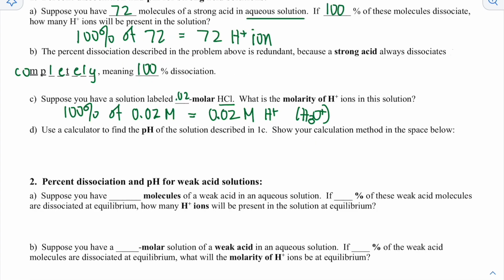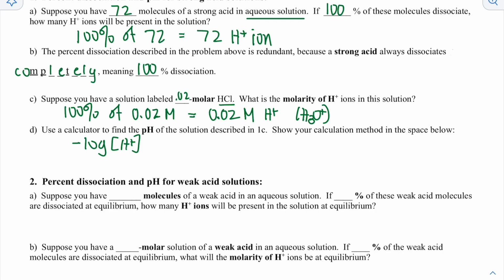The next question says we need to find the pH of the solution. Remember that the pH is based upon the concentration of H plus ions in solution. So if it's a strong acid, then the concentration of H plus ions is equal to the concentration of the acid. That's what we just did in part C. You can use a calculator, but if you remember how to do log math, you don't need a calculator for this. Remember that the equation for pH is the negative log of the H plus concentration.